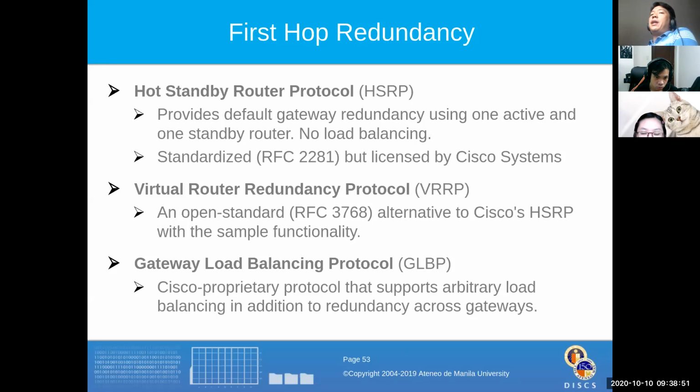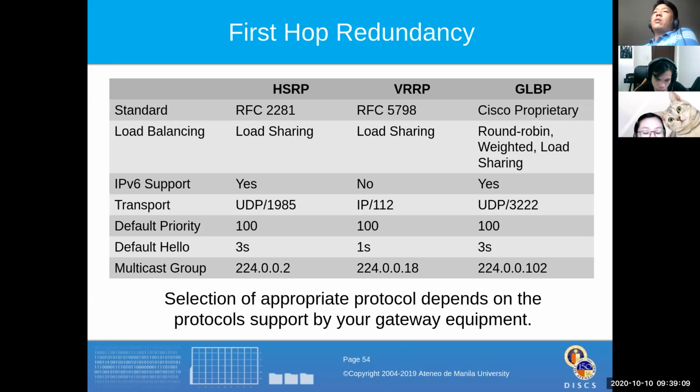Now, VRRP is similar to HSRP, except that it is not proprietary, right? So that's the difference. But the nicer one is GLBP, which is Cisco proprietary, which actually allows you to load balance, meaning send 30% traffic here, 10% traffic there, or 50-50. Right? So here are some of the examples. You can all do load sharing, but GLBP can actually do round robin and weighted. So it's a lot more flexible, right?